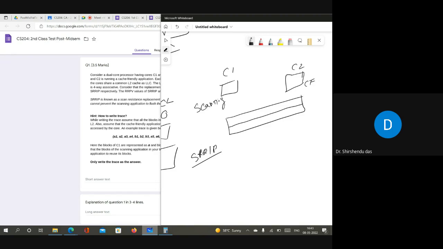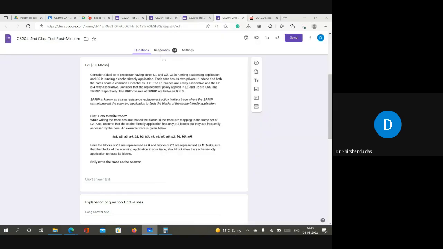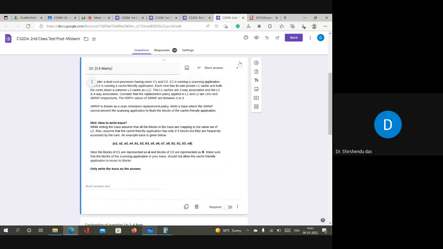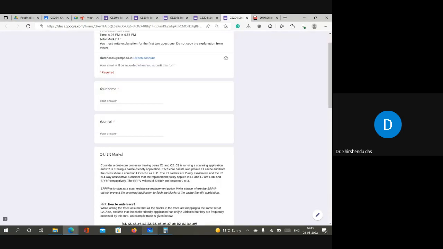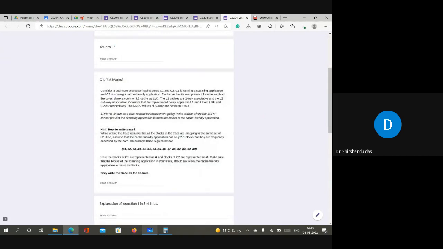and I said that when you are writing a trace like A1, A2, only concentrate on one set. You need not think about the other sets. Maybe there are multiple sets here, but only concentrate on one set, and I assume that it is a four-way set associative LLC, right? Let me check. I said it's a four-way set associative LLC.